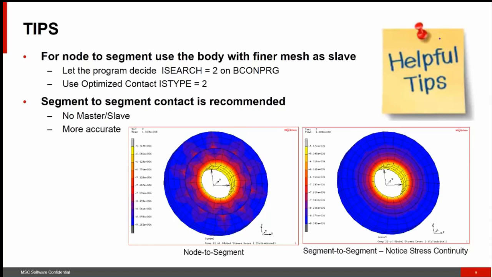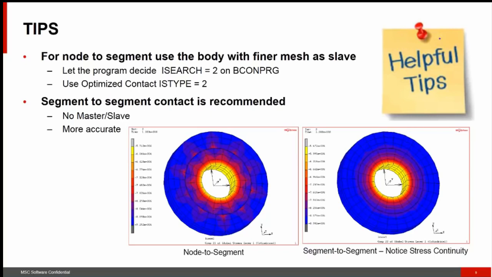And what is ISEARCH? ISEARCH is simply an entry in Nastran. It's the flag that dictates what search method to use, from slave to master or from master to slave. So there are several options available, and you can refer to the quick reference guide for more information on those. Another useful tip is to use the optimized contact inside Nastran. In this case, the solver decides to do the double-sided contact with the optimization of contact constraint equations. This is another option that's available. For this one, you just set the ISTYPE equal to 2.